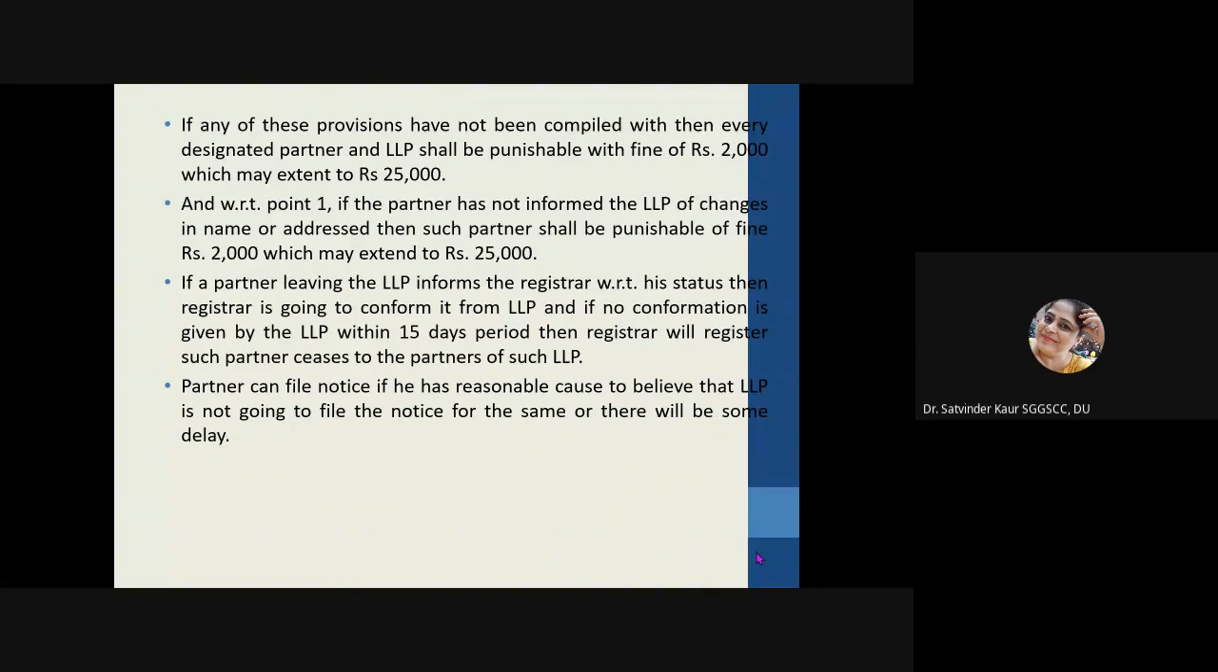तो अगर किसी भी situation में ऐसा होता है कि partner feels that the LLP is not going to inform the registrar of the company, then he himself may go and apply for the confirmation that he is going to leave the organization. So accordingly action will be taken, and if confirmation is not received within 15 days, तो उस case में registrar उस partner को उस LLP से उसका नाम struck off कर देता है.